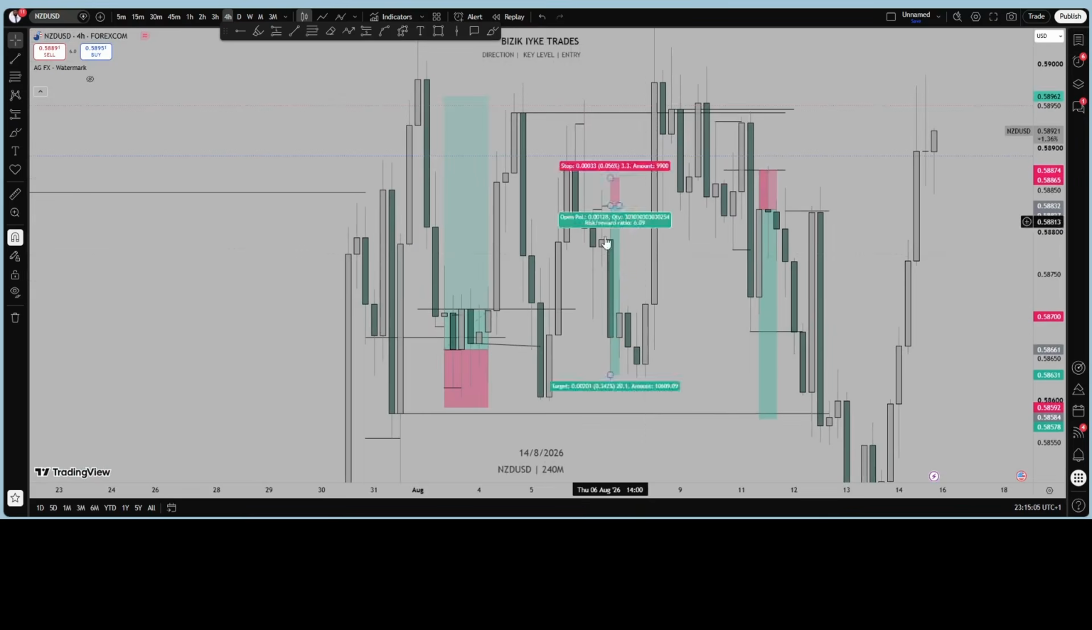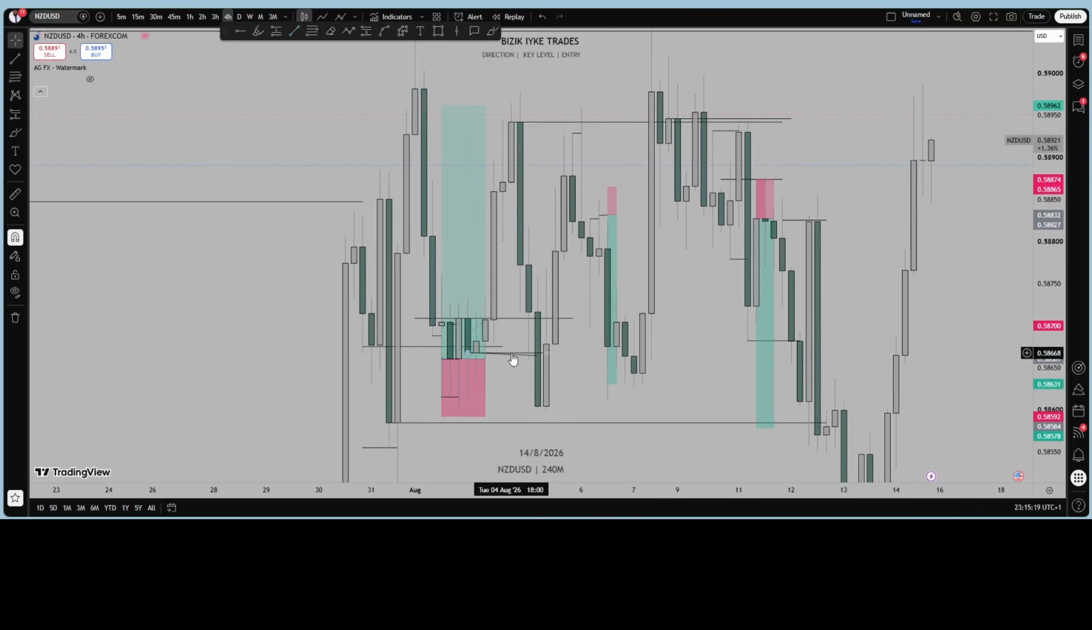Yeah, this was a missed entry. This was a missed entry because we had a break of structure here. To make this short, I'm not going to go for bias. I'm just going to show you my entries right here. We had a break of structure here because we had a rejection and price broke structure here.